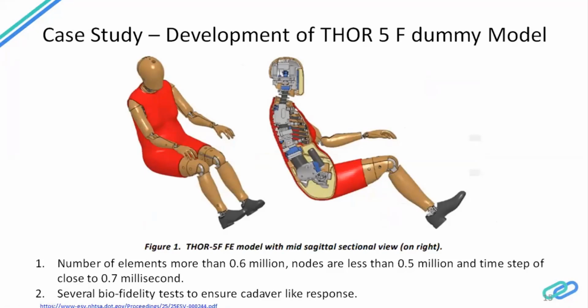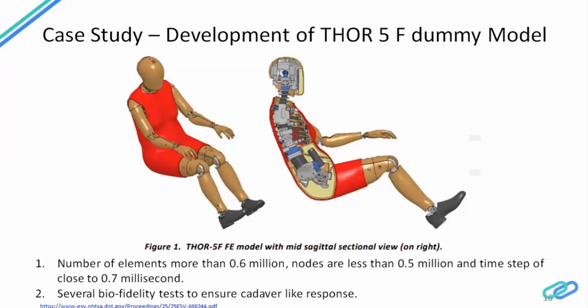There are 0.6 million elements and almost 0.5 million nodes, and the time step is close to 0.7 millisecond. And it's very important to maintain such a time step, because you want it to be faster. And you can see here that these small lines going slant are nothing but the ribs of the rib cage. Now, Hybrid did not have these slanted rib cages. They had much more straight, but actually the human body is not like that. It's slanted downwards, you know. So that's the one complexity.